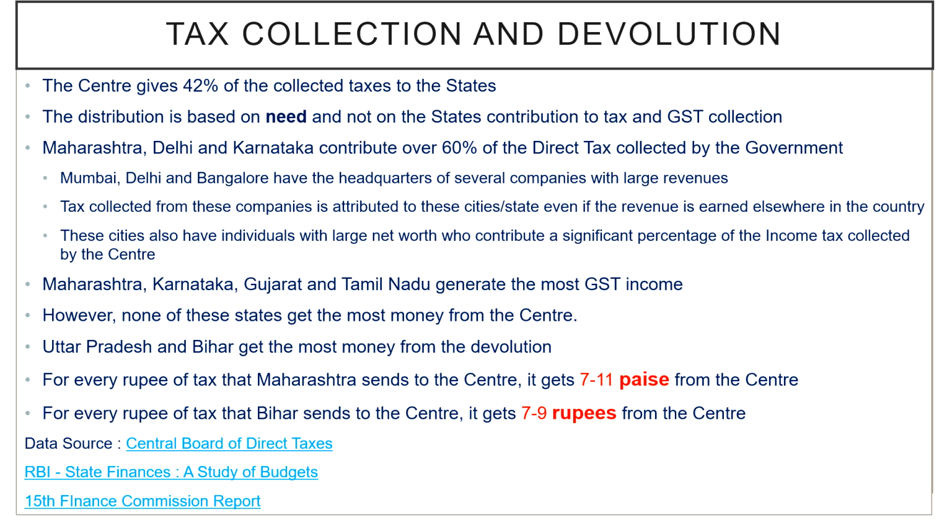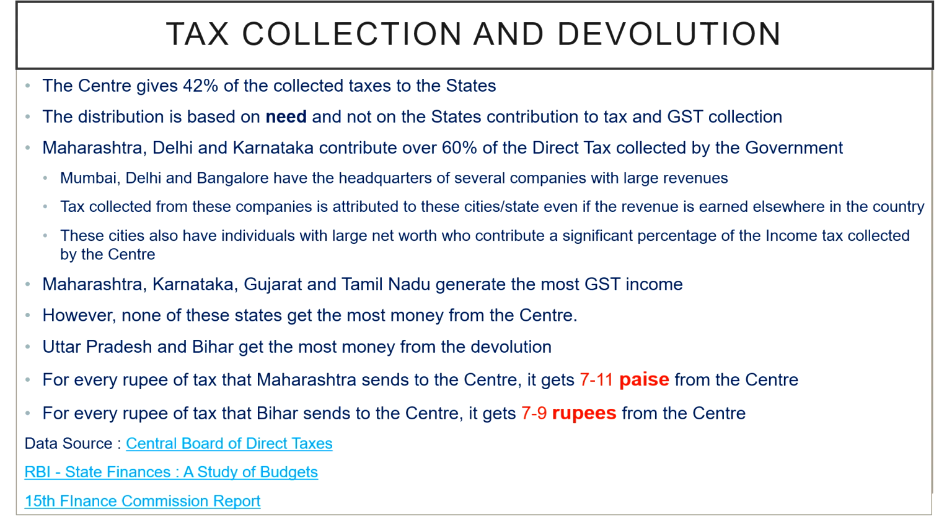Tax collection and devolution. The center gives 42% of the collected taxes to the states. The distribution is based on need and not on the state's contribution to tax and GST collection. Maharashtra, Delhi, and Karnataka contribute over 60% of the direct tax collected by the government. Mumbai, Delhi, and Bangalore have the headquarters of several companies with large revenues. Tax collected from these companies is attributed to these cities/state, even if the revenue is earned elsewhere in the country.